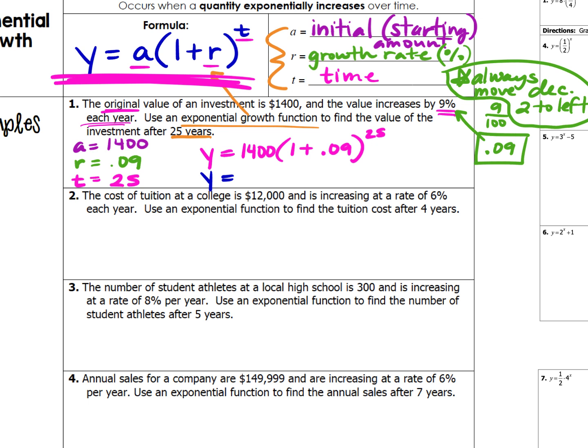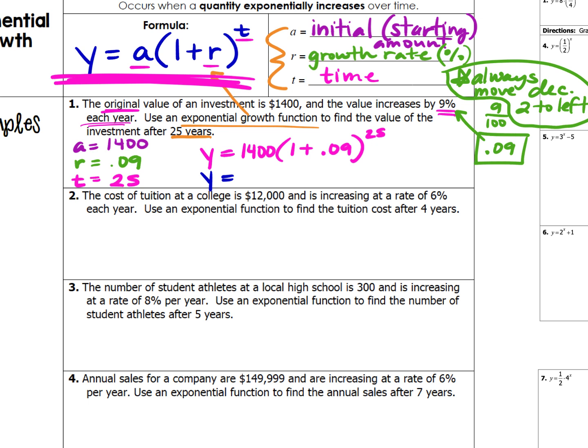12,072.31292. Okay, so now think about what we're talking about. What does that represent? You invested $1,400 and it increased by 9% each year. What would that investment be after 25 years? What are we talking about?